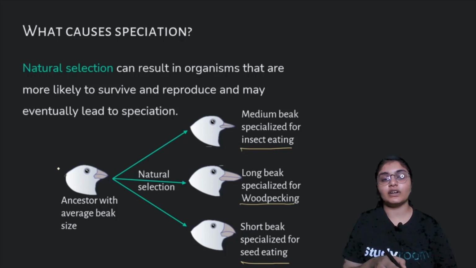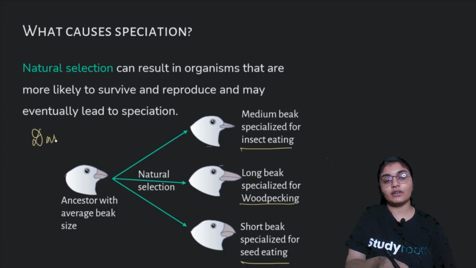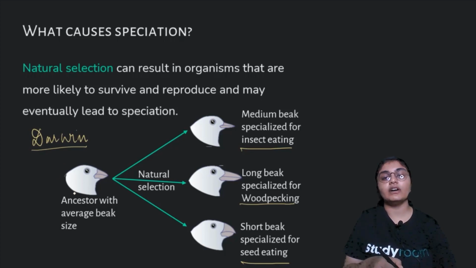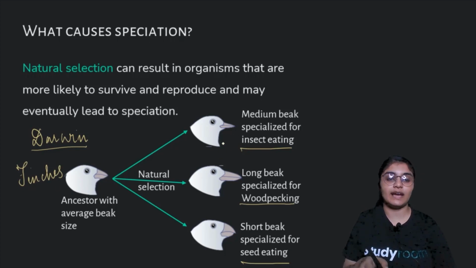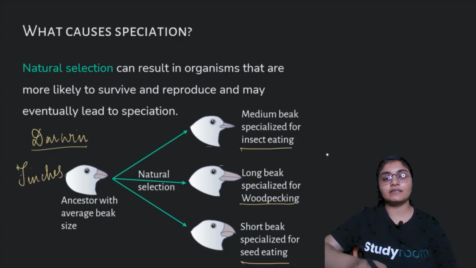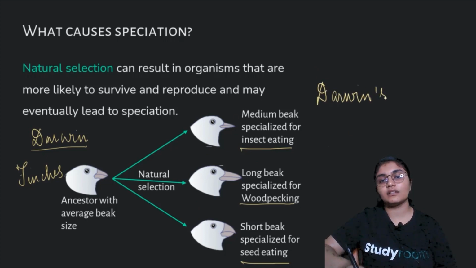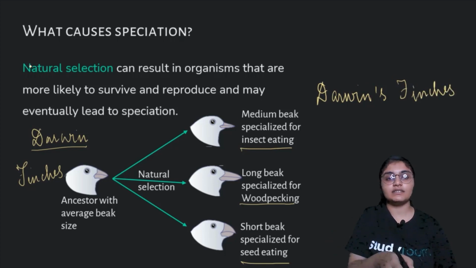So this was one of the observations that Darwin made. Okay, we all know about Charles Darwin, right? So what Darwin did, he also observed these birds which were known as finches. He saw that these birds looked alike, but they had different beaks based on their feeding habits, and hence he concluded that this resulted due to natural selection, and this very famous example is known as Darwin's finches.